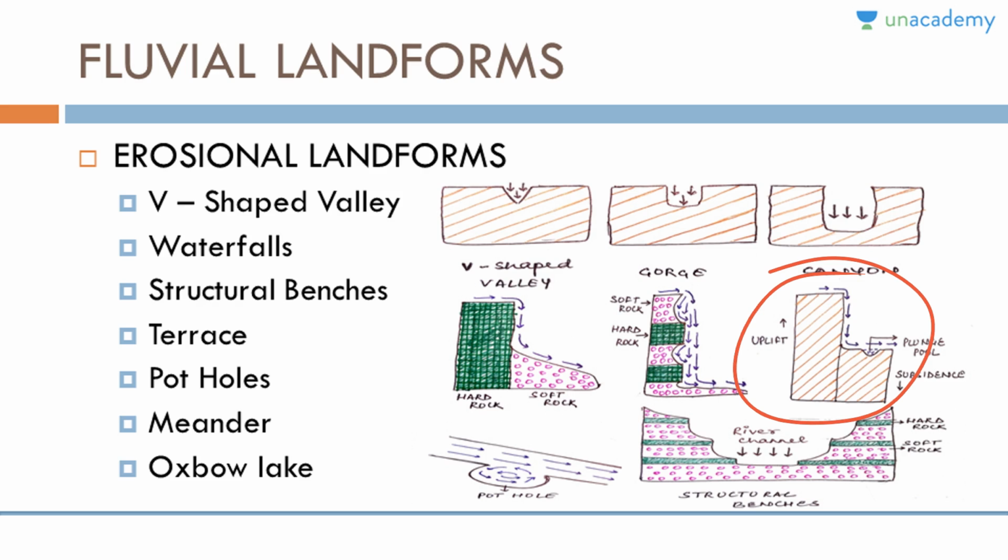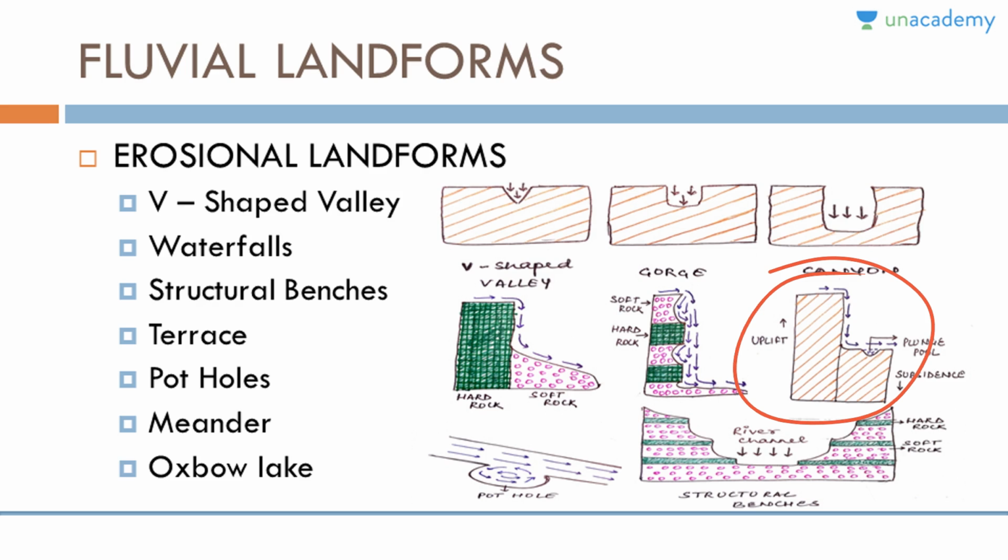Number three, due to either upliftment of the landmass or its subsidence, due to which river water falls and it creates a waterfall. Garsoppa Falls or Jog Falls are believed to be formed by upliftment of landmass.